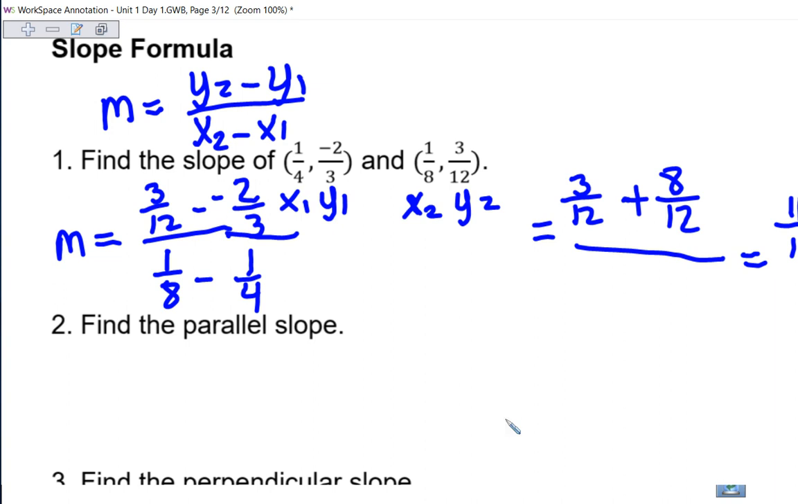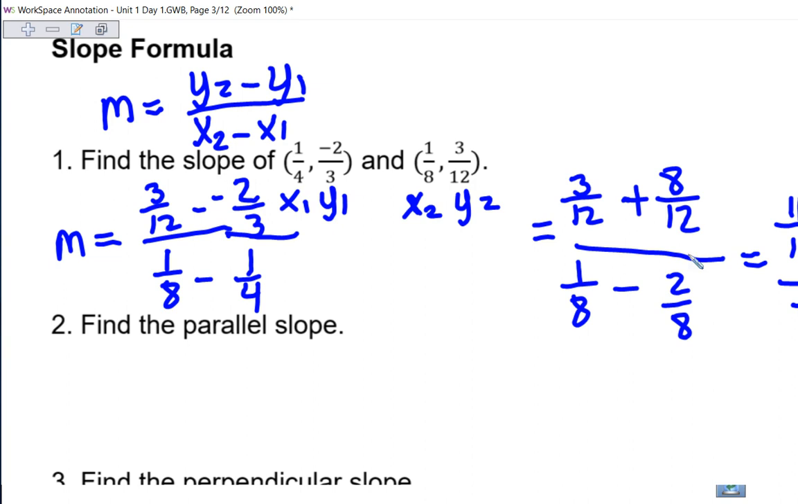Now in the denominator, what's the common denominator between 8 and 4? 8. So 1/8 is good to go. But instead of 1/4, I would put 2/8. And 1/8 minus 2/8 would be negative 1/8. Should I leave an answer like that?